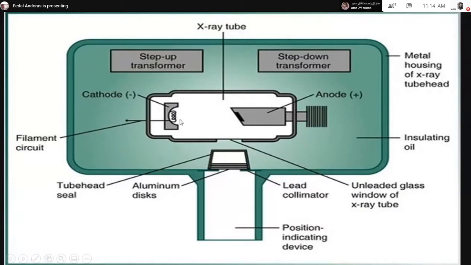So again, the cloud will start here, applying the high voltage. The cloud will be moved to the target. X-ray will be produced with the heat, and the X-ray will go through this window, through the collimator, through the filter, and we have a clear beam going out from the machine, and the extra heat will be absorbed by the copper and insulating oil.